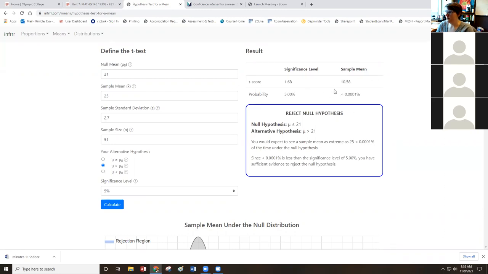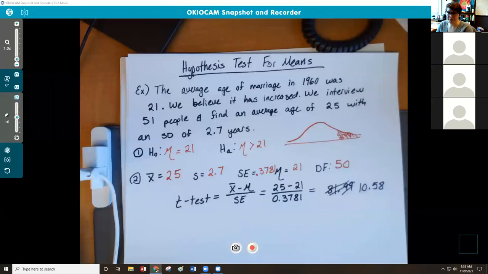Can you say that again? Sorry. No, you're good. What these numbers on this side are telling you for the significance level, the 1.68, is that your t-score has to be at least 1.68 to reject the null hypothesis, with a probability of 5%. And then over here, it's telling you, oh my gosh, your t-score is actually 10.58. So let me draw you a picture of what that is, because I think pictures are better.